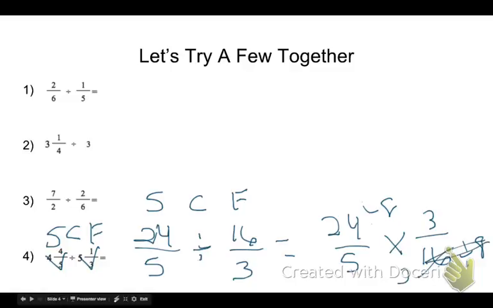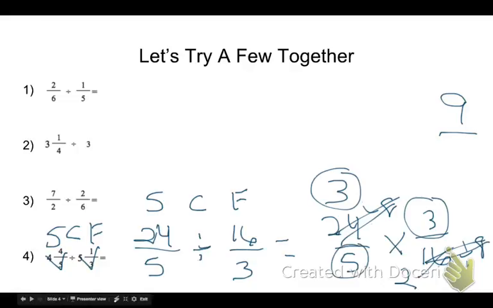So I'm going to divide both of them by 8. 16 divided by 8 is 2, so I simplified it to 2. And 24 divided by 8 is 3. So I have simplified 24 and 16 down to 3 and 2. Those are much easier numbers to work with. Now I'm ready to multiply across. I get 9. And 5 times 2 is 10. This one happens to be in simplest form. 9/10 is my final answer.